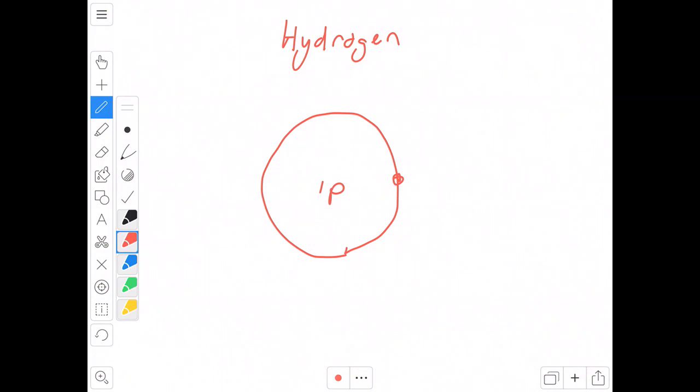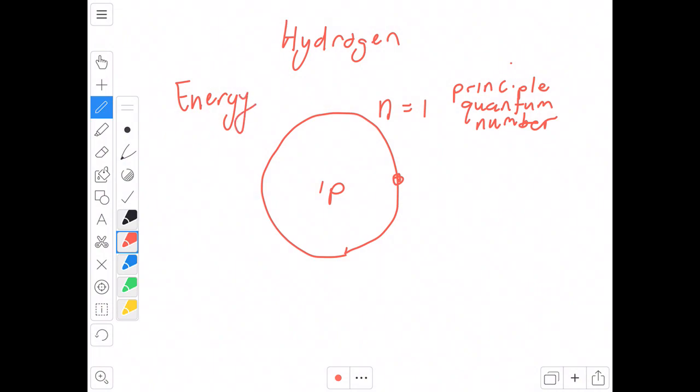This orbit I'm going to call n equals 1. That's the principal quantum number. It corresponds to a very specific energy. This has a very specific energy that is related to its speed and its position.